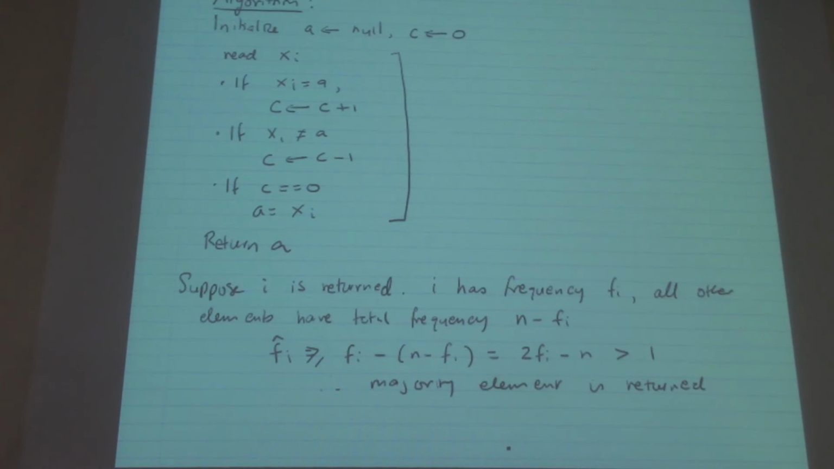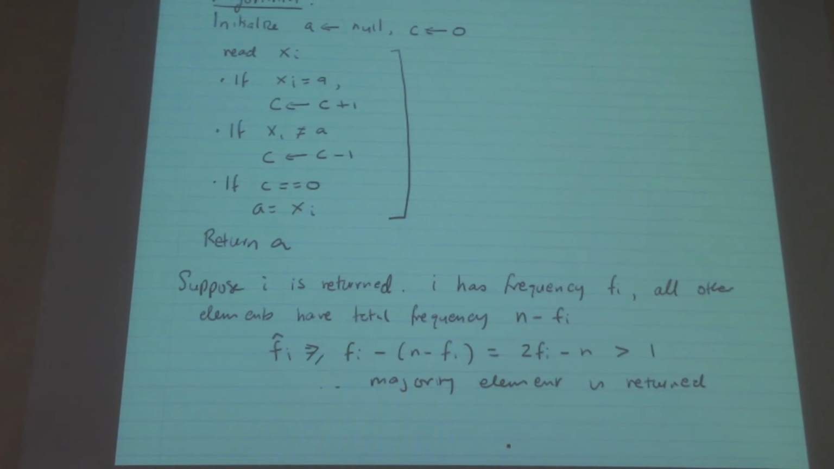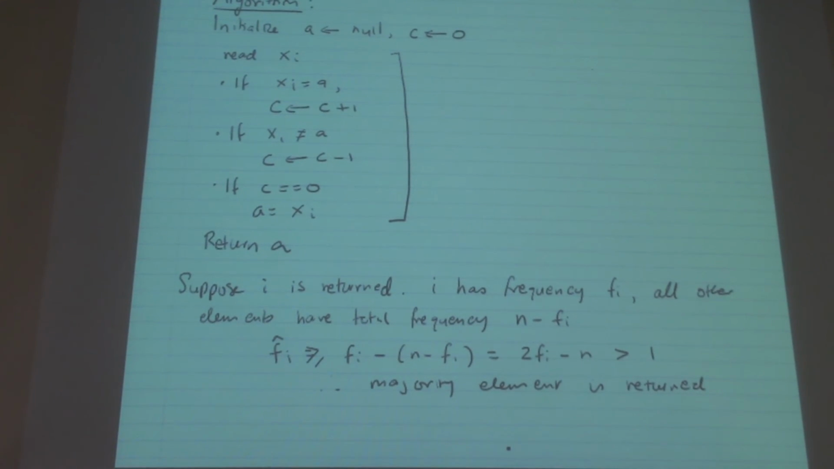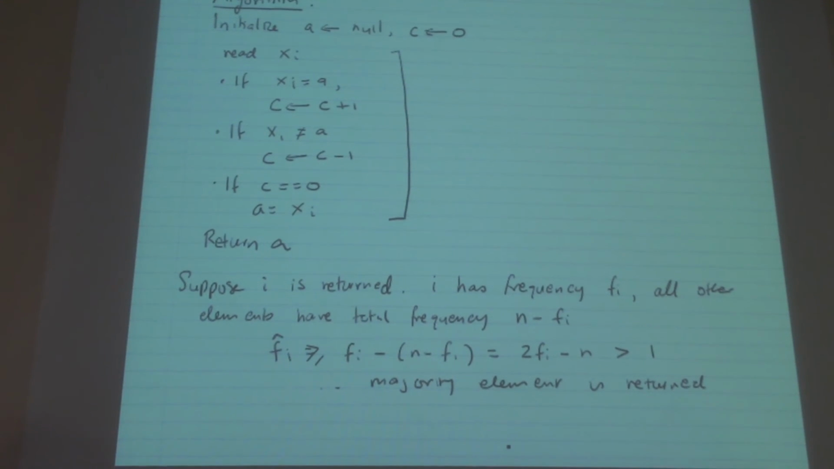You have 2 storage: the storage for the item itself and the storage for its count. You read the first element. If it matches what you have, you increment the count. If it doesn't match, you decrement the count. If the count goes to 0, reset and start all over again. That's what this last step is. And return the element. That's it. You are guaranteed to find the majority element.